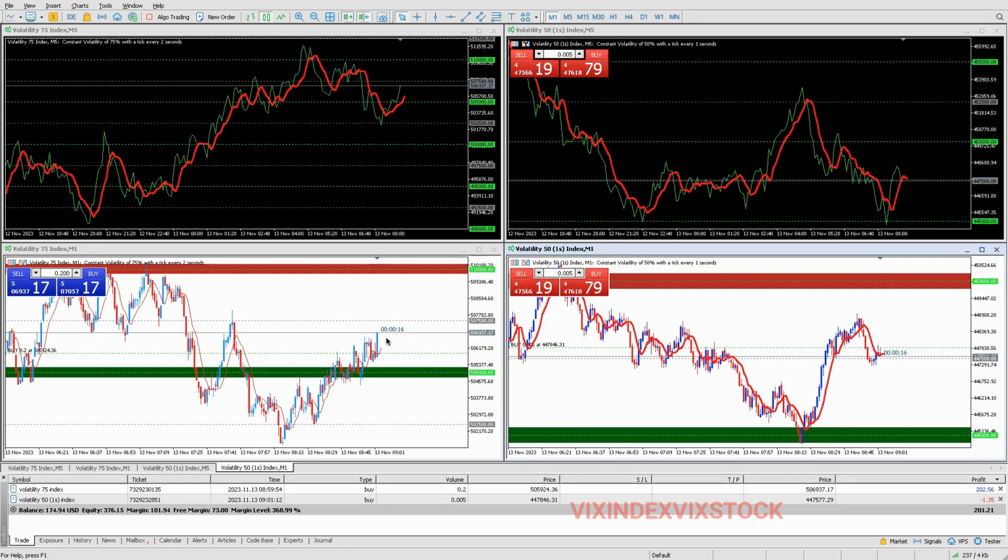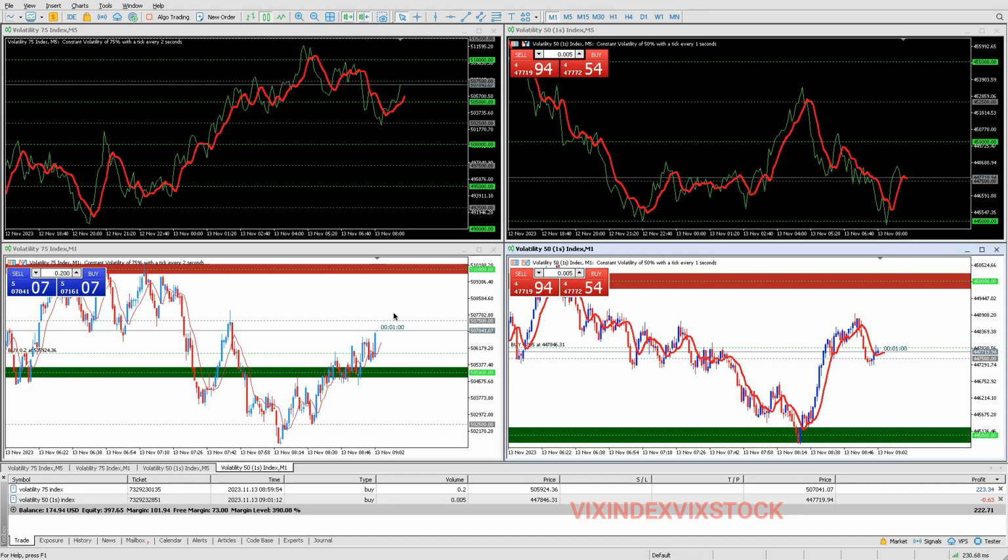I love you, Vix 75. I almost thought I was going to blow the account here, but anyway, I love you, Vix 75. Keep pushing up. So how I actually trade volatility 75, if you are also interested in this system of mine, let me just show you where you can download it.